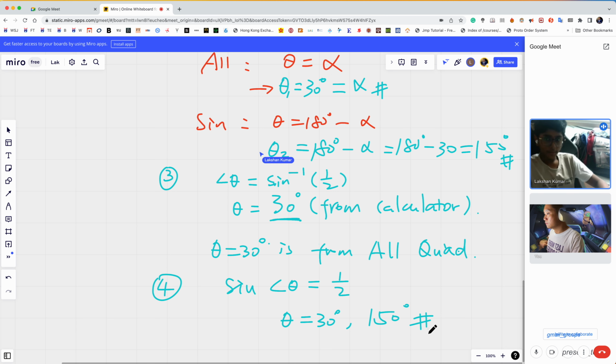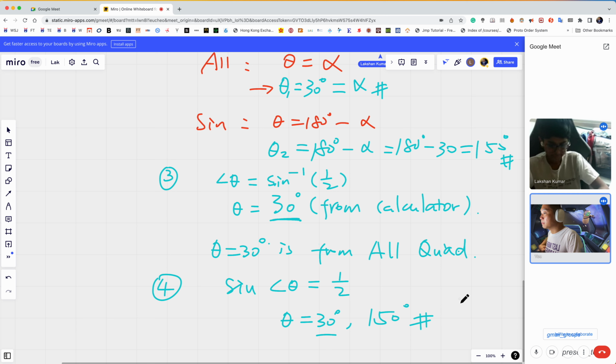Before I learned this, I've been doing sine theta equals half into inverse sine, and you only get one answer. But in additional mathematics, you in fact get multiple answers, and when you stop depends on the question. So that's how we get the theta for this question.